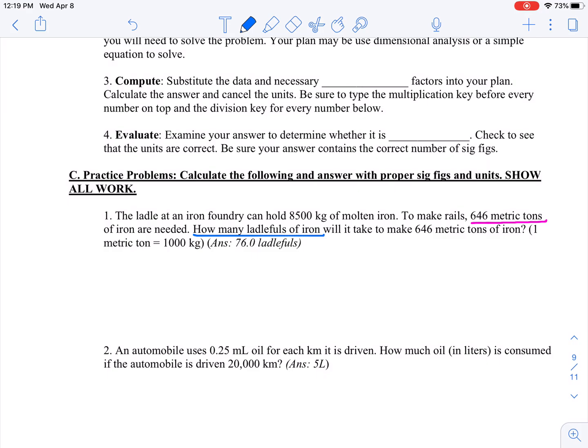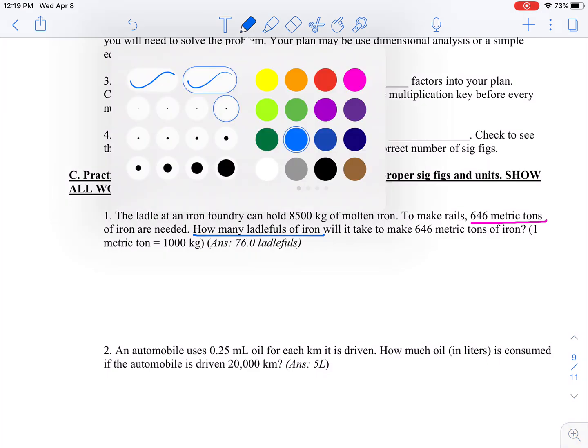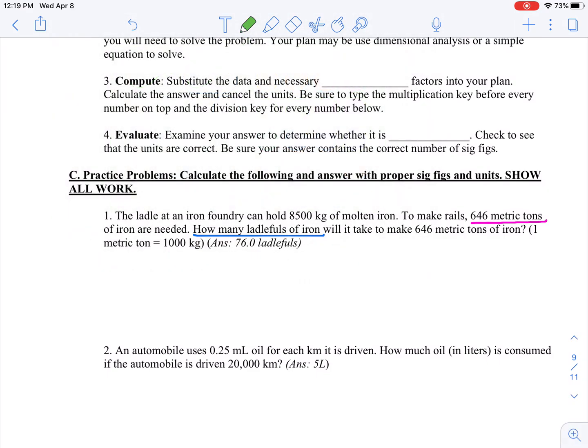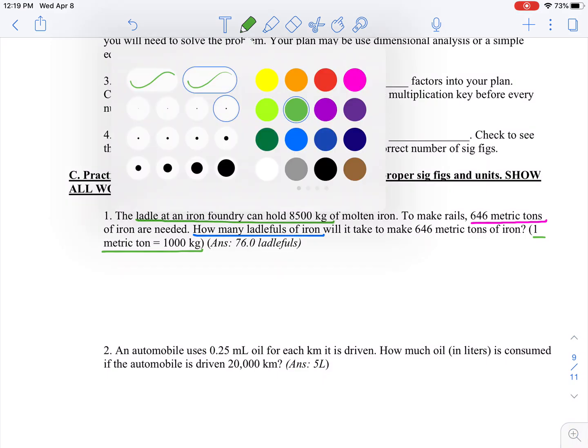And then there's some interesting information given to us. I'm going to underline this in green. It turns out that 1 metric ton is equal to 1,000 kilograms. That's an interesting conversion factor that we'll need along the way. And we are also told that a ladleful can hold 8,500 kilograms. So you might be able to plan out in your mind how this is going to work. We're going to go pink, green, green, blue, and let's see how we get there along the way.